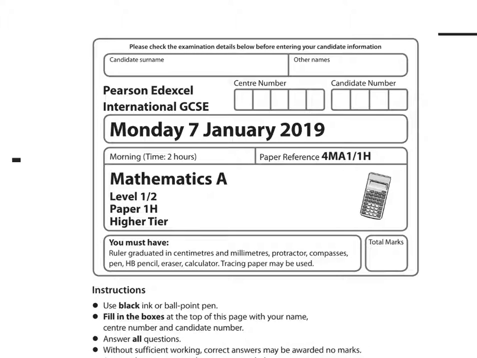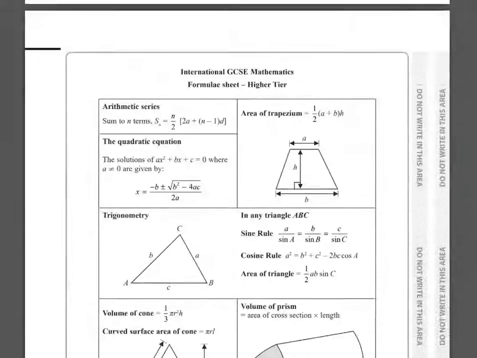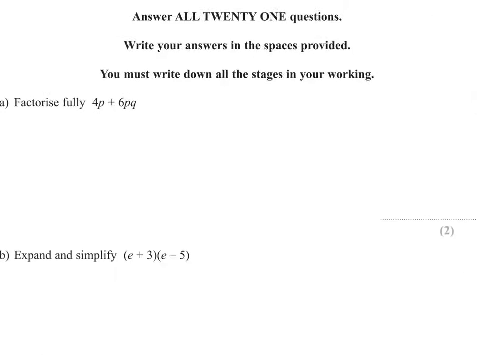Okay, so we're going to do the Edexcel iGCSE January 2019 1H paper. We might not get time to do all of this, but we'll see how we get through this.